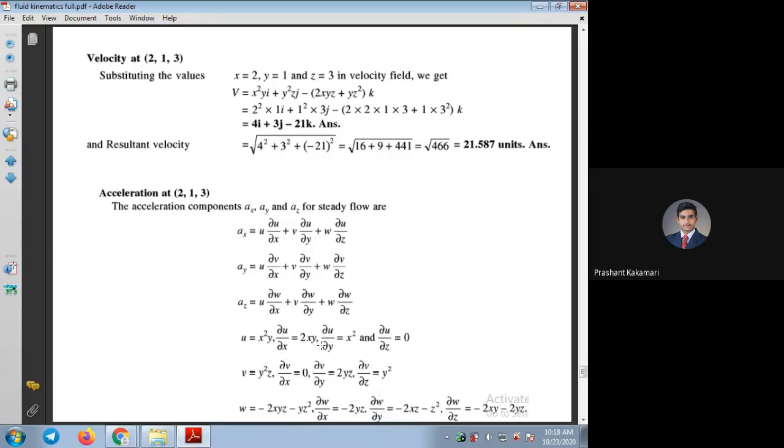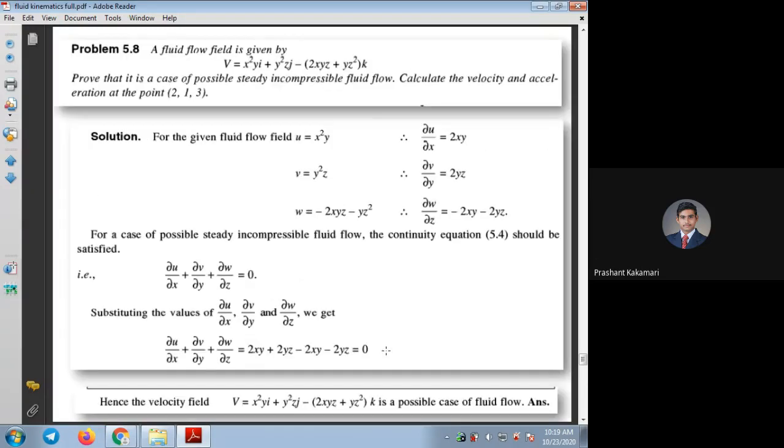This dou u by dou x term is going to remain common in the first acceleration in x direction. So dou u by dou x we know. Then dou u by dou y we have found out, that is x square. Then dou u by dou z, if you again differentiate, what is dou u by dou z? Here z term is not there in the first equation.